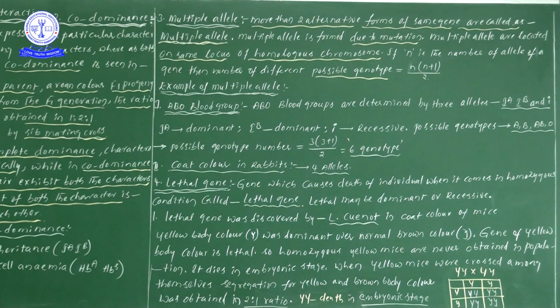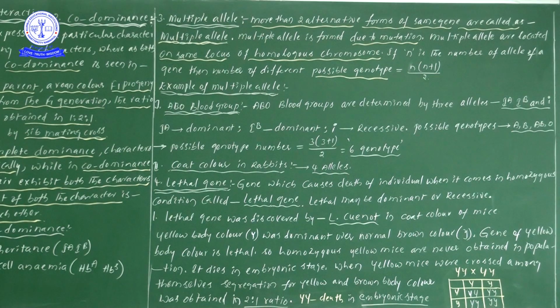The formula we are going to learn is n into n plus 1 by 2. Learn it by heart one more time: n into n plus 1 by 2. This particular formula we can use for finding the total possible number of genotypes. Okay, so next one.